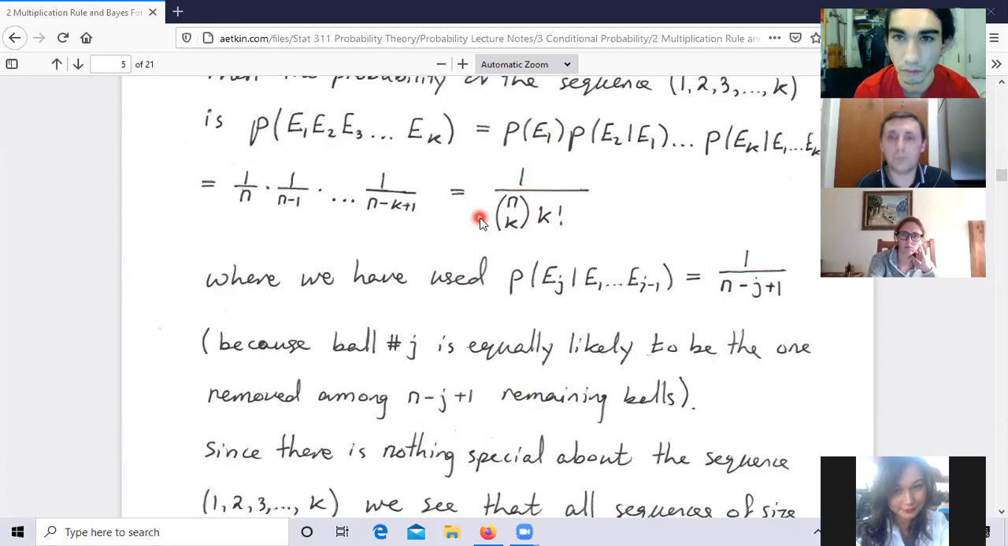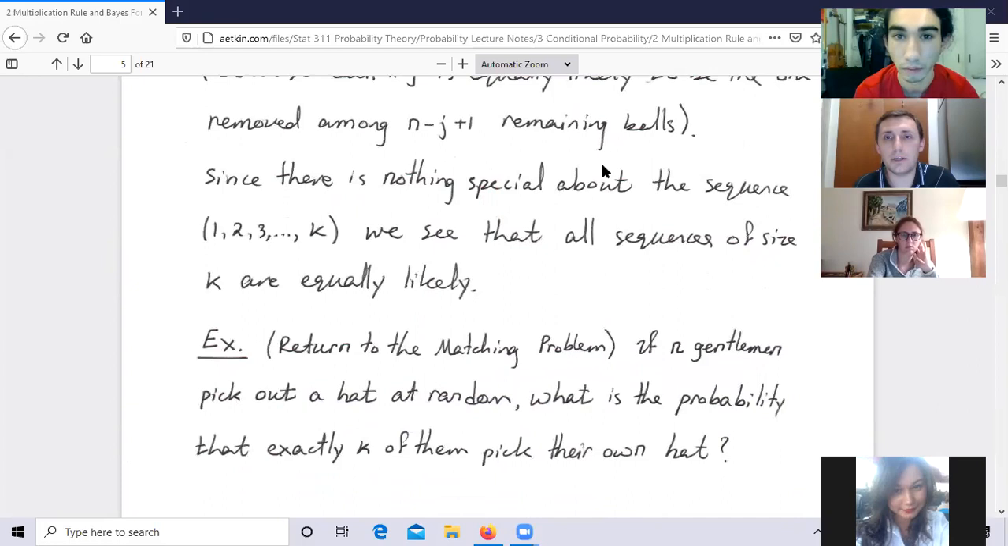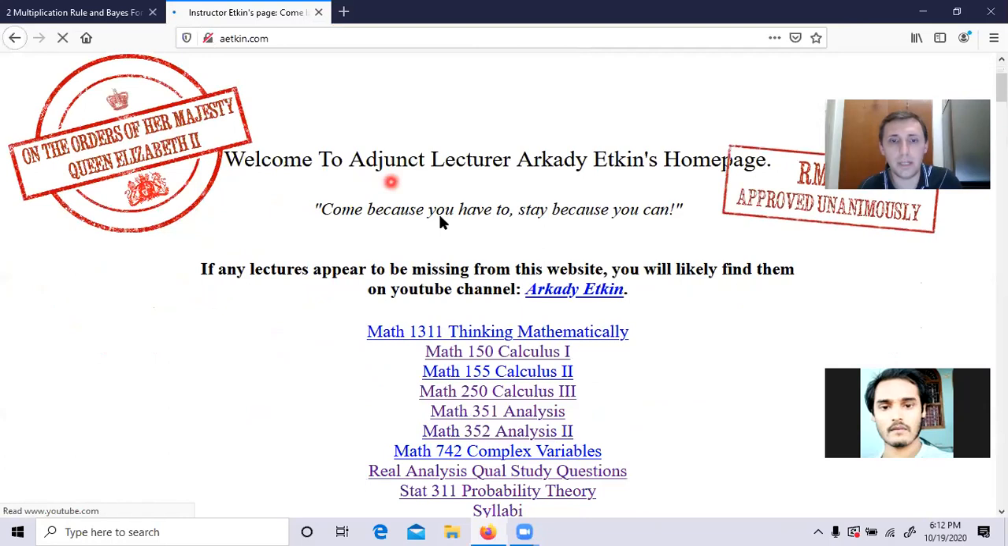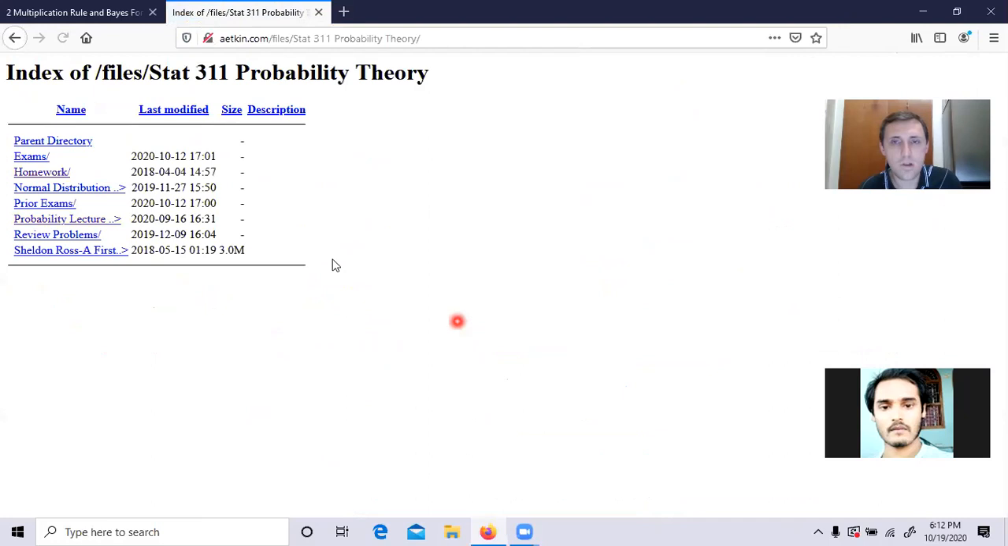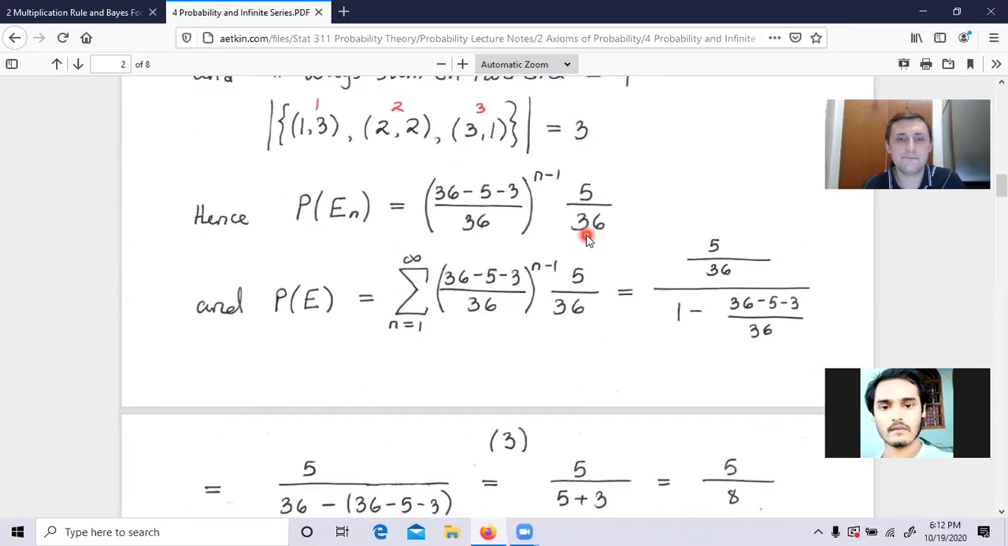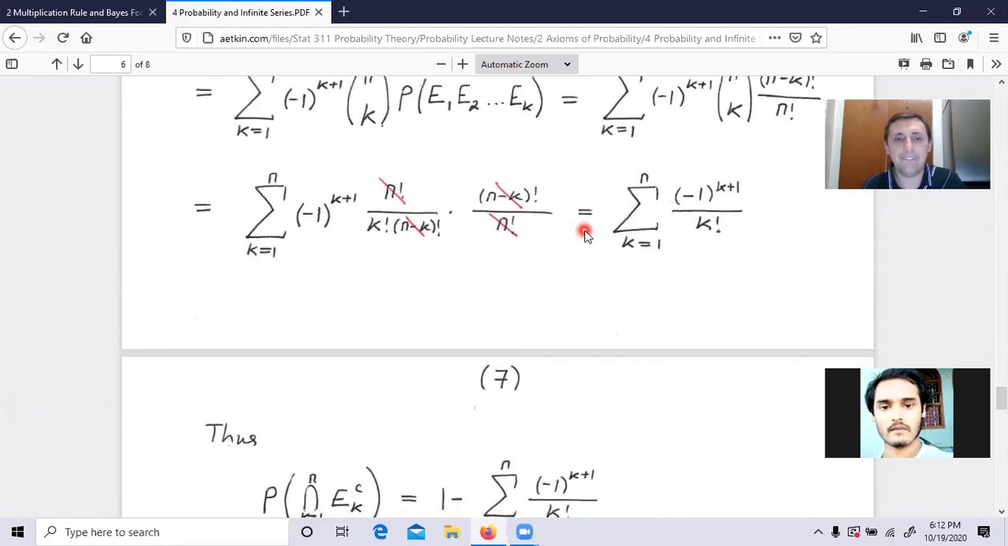And here, let's right away return to the matching problem to illustrate the multiplication rule. I should then open the other lecture. Do you remember the matching problem, guys? It's about gentlemen and hats. This was the matching problem.